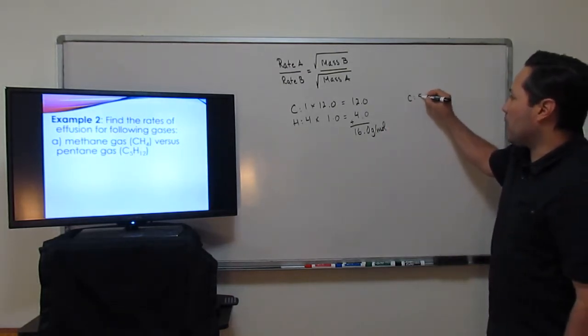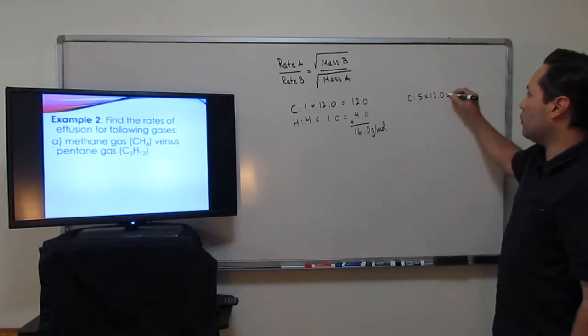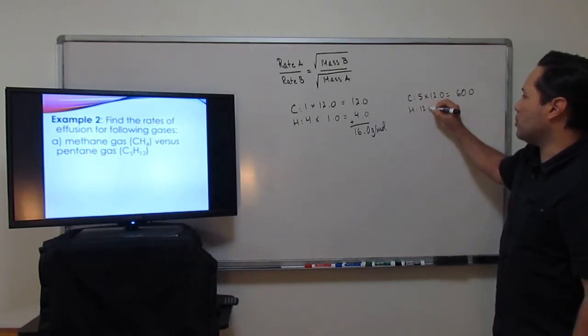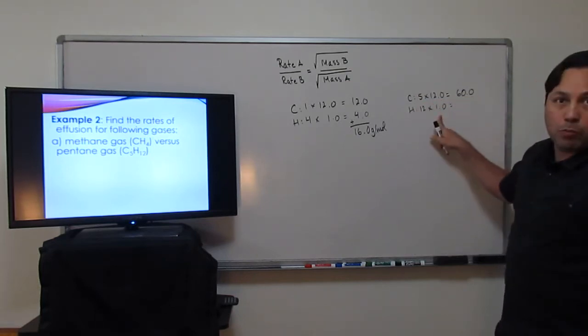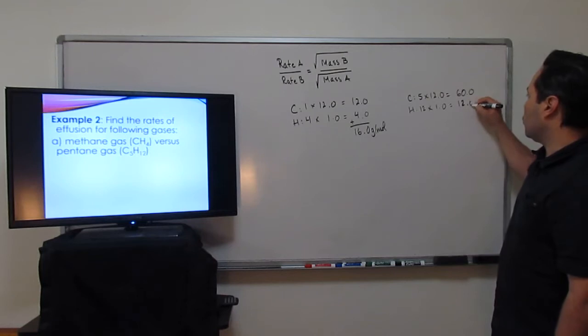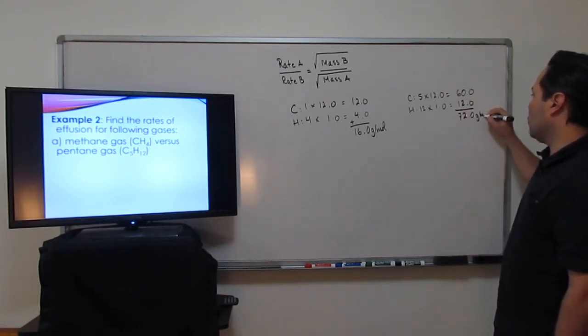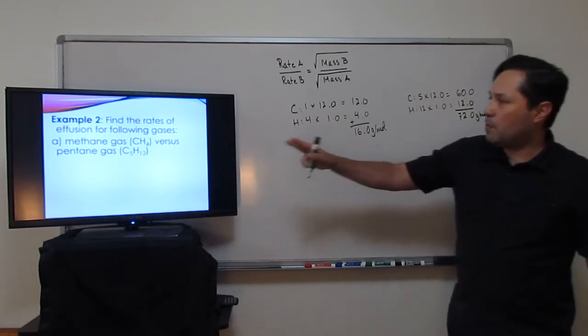The molar mass of pentane: there's 5 carbon atoms. Each one has a molar mass of 12, so it's going to give us 60. And there's a total of 12 hydrogens. Each one has a molar mass of 1, so a total of 12. Add them up. We're going to get 72 grams per mole. That's the molar mass of pentane.